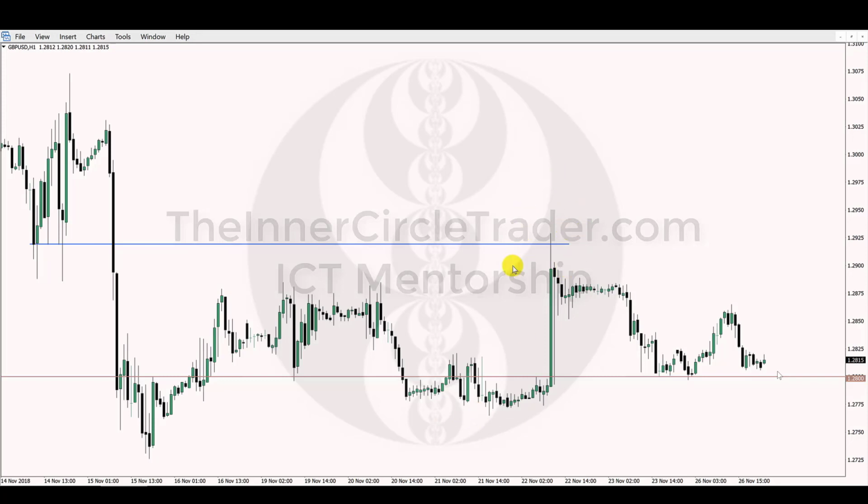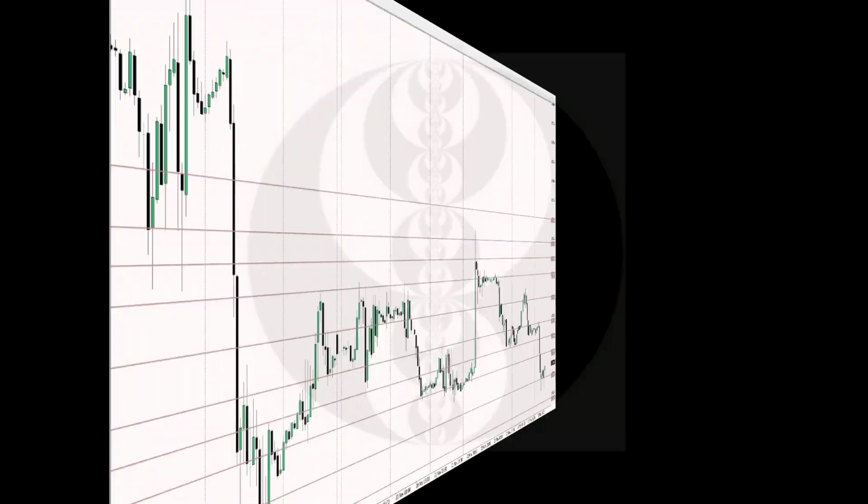Up here it looks like it's done its work as far as rebalancing. I don't think there's any necessity for it to go any higher relative to what's shown right now. So the draw on liquidity, I believe, is 127.60 to 127.50. If we get an expansion, 127.20. So there are our notations to study this week for cable.